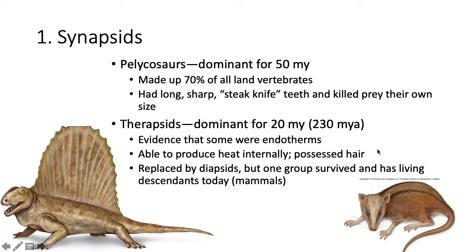The Therapsids dominated for about 20 million years, so around 230 million years ago. There is some evidence with fossils that they were endotherms, which means they produced their own body heat. They didn't have to sit on rocks, bask in the sun, all that. There are indicators that maybe they possessed hair.